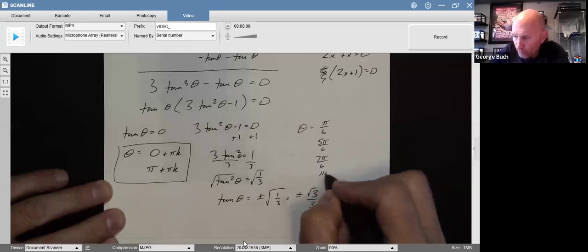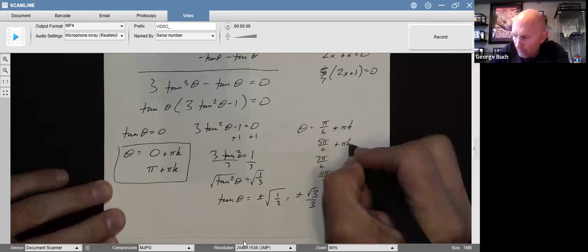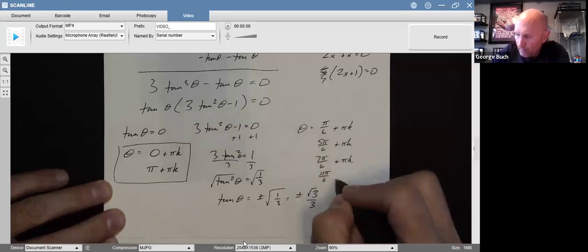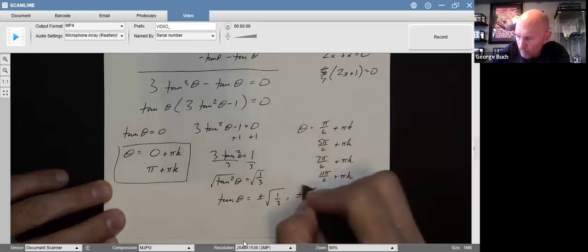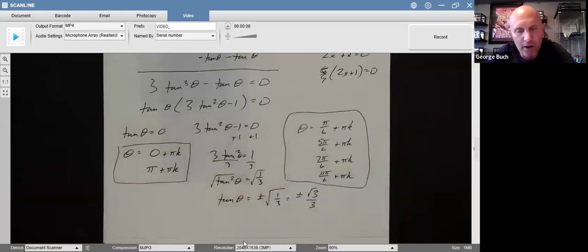And again, I know there's doubling up. I'm not worried about that. We're going to put pi k on all of these. So that's all the answers. Again, there's some doubling up. I'm not worried about that. Don't worry about outthinking the room. Make sure you have all the answers present. So that's your answer for number 4.